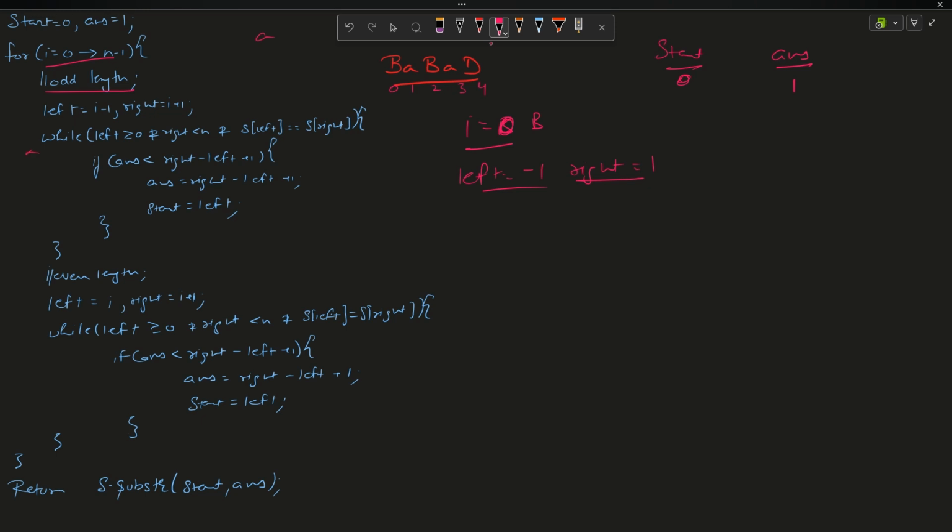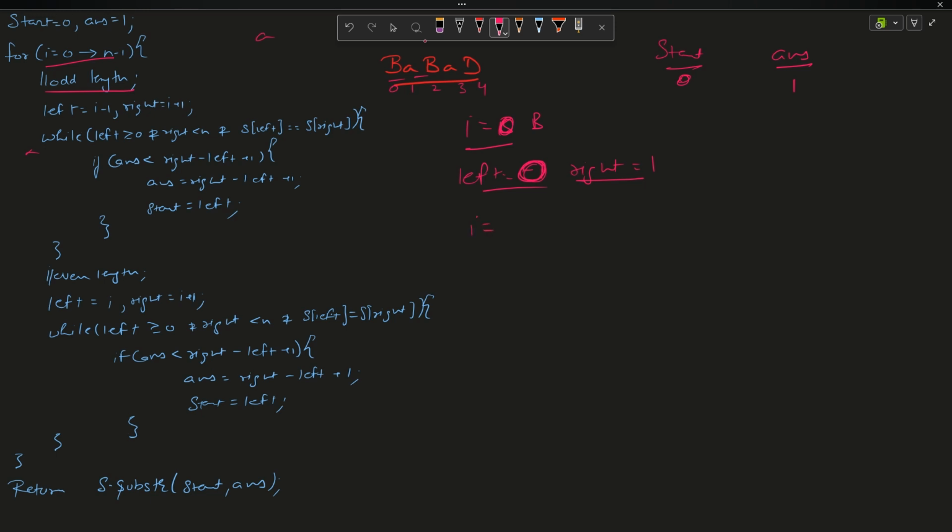For even length, left becomes I, that is 0, and my right becomes 1, which it already is. Left is greater than or equal to 0, and right is less than n, correct. Is S left equal to S right? Is B equal to A? No. That means this loop will also not work, and I will move to the next point.